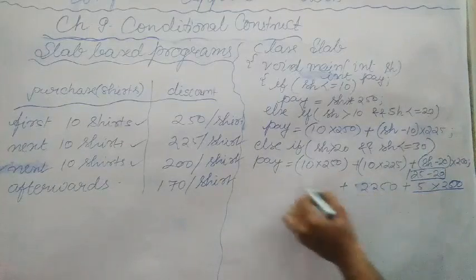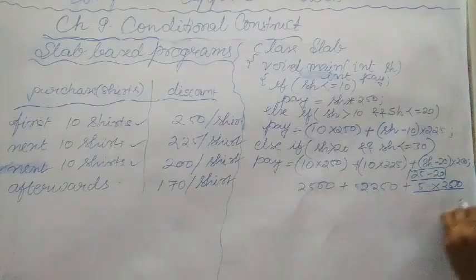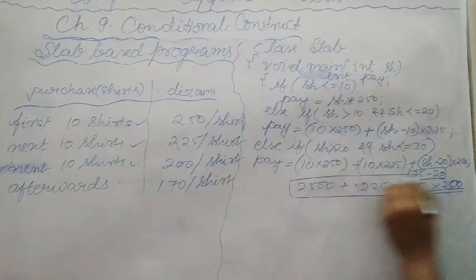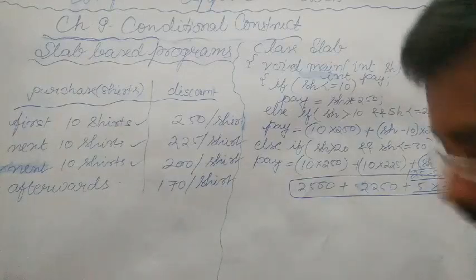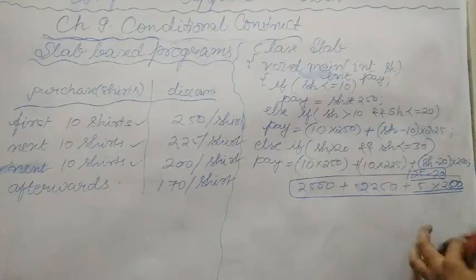2250 plus 2500 plus 1000. This will be your shirt cost, the total shirt cost of 25 shirts. So this way they will be calculated. This is the main logic and speciality of slab based programs.